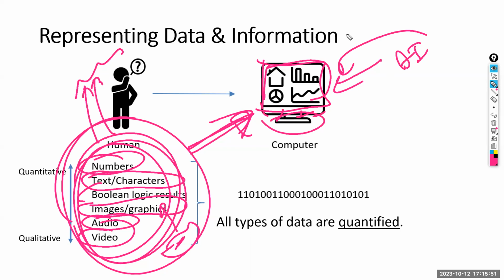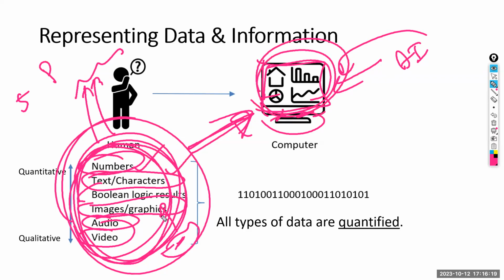Right? So for us, we represent these things differently. For us, image is different from audio. Audio is different from text or alphabetical letters. It is different from a number. For example, number 5 has a different meaning than P. But when it comes to computers, they can also understand numbers, text or characters, images, audio, video.